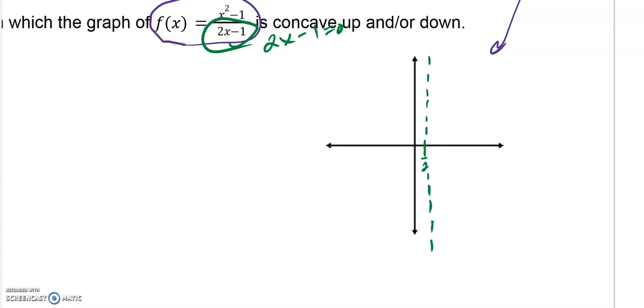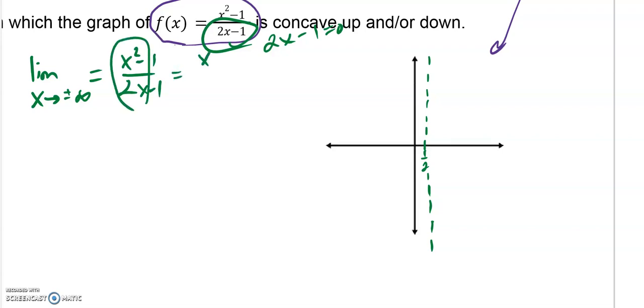And then also, if you look at the limits, so as x approaches positive and negative infinity, that's your end behavior of the graph. If you take the leading terms, so x over 2x, and simplify the x, that's just x over 2. And so if you graph something like x over 2, your graph is going to follow that in terms of end behavior.